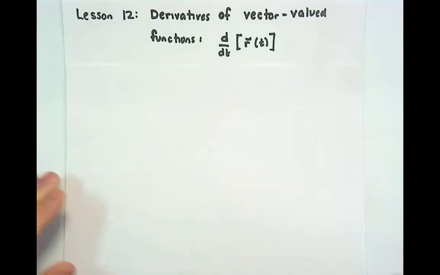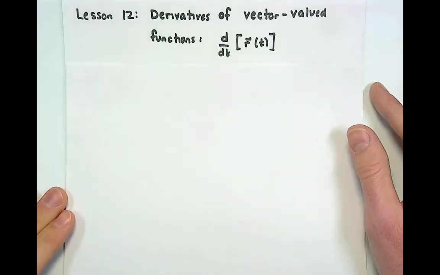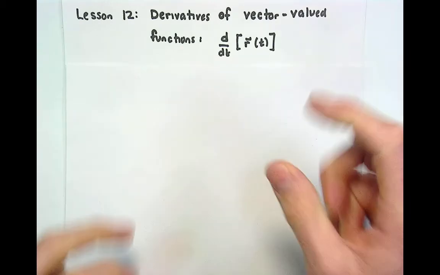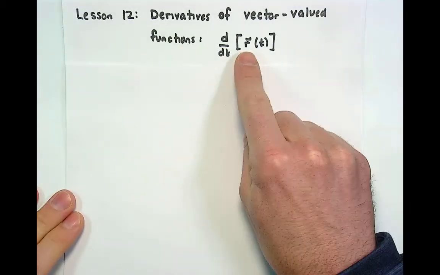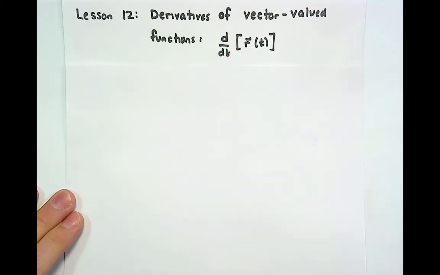Welcome back. Before we actually derive the equation for a tangent plane to a surface, we need to develop some tools to understand what derivatives of vector-valued functions look like. So in particular, if I have a vector-valued function r of t, and I want to take the derivative of the thing, how do I do it?